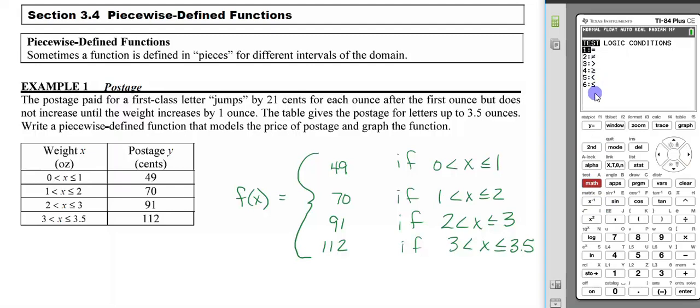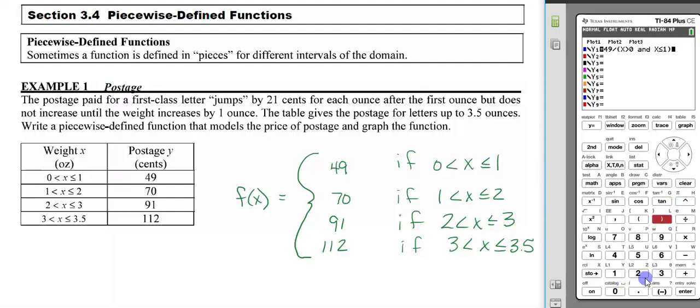Okay, so we're going to first say, going back to the function, that x is, go to the test, greater than 0, and back to the test menu, go to logic, we're going to put and. Okay, x is less than or equal to 1.